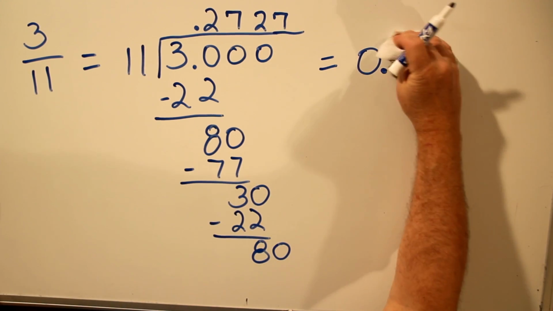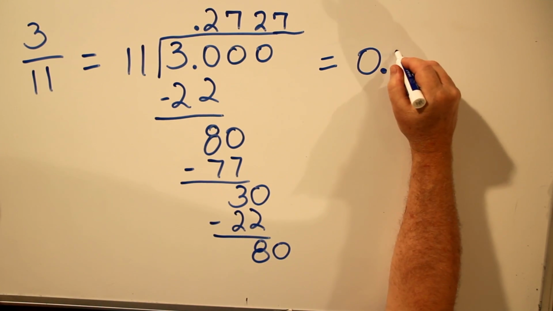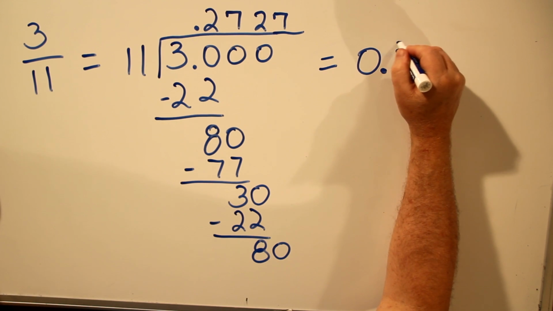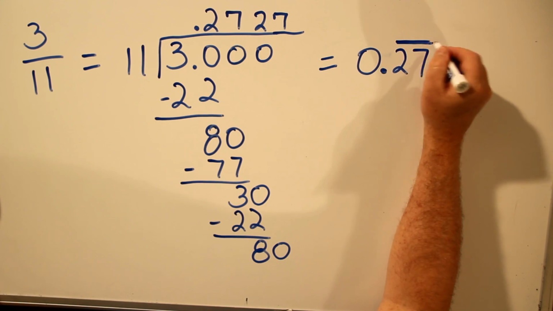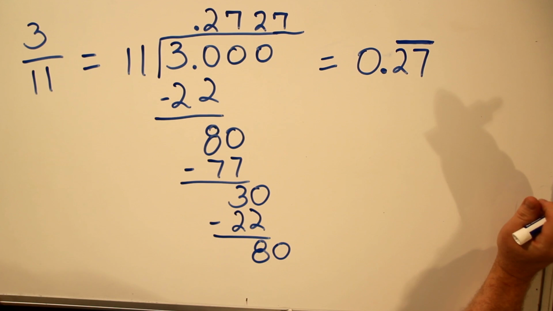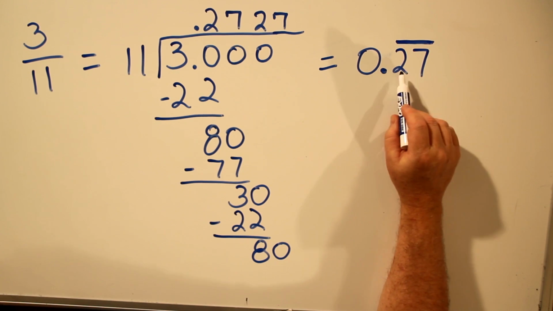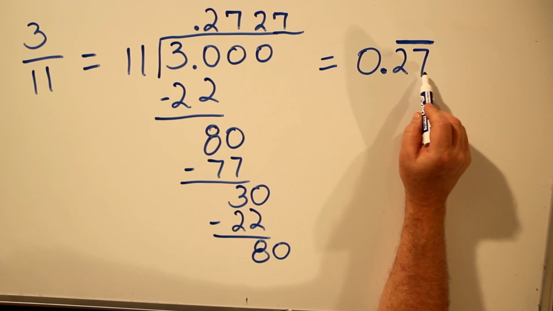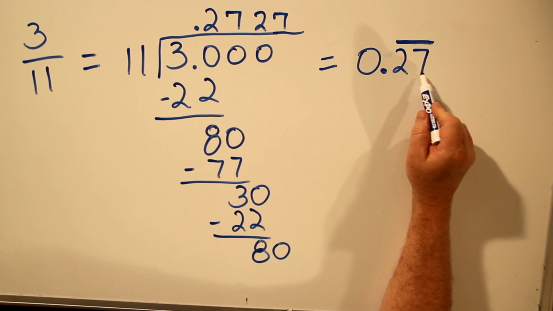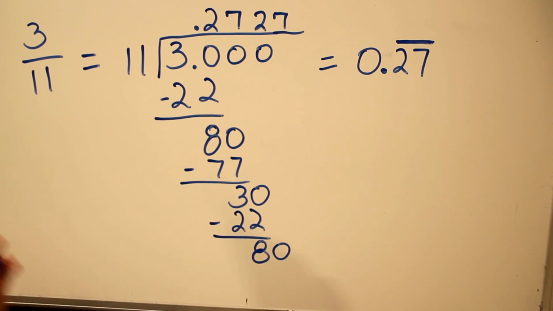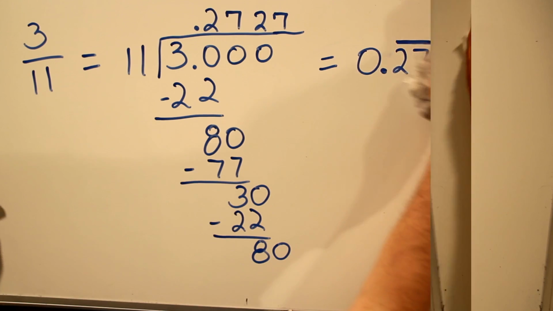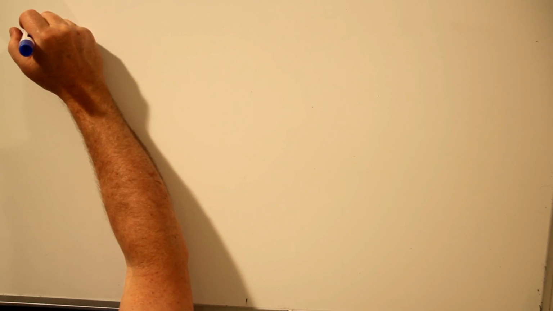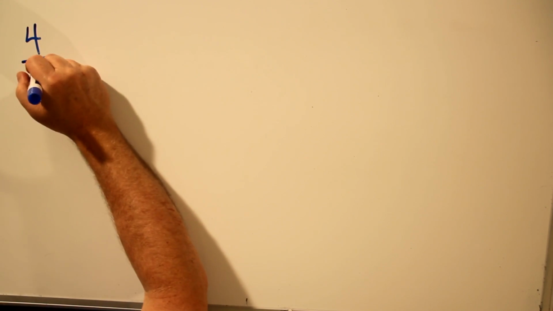instead of 27 a lot of times, how we write that is 27 with a bar over both the 2 and the 7. So unlike 0.333 where we had the bar over one digit, now we're going to put the bar over both the 2 and the 7, which means both the 2 and the 7 repeat forever. 27, 27, 27. Let's take a look at a fraction like 4 over 9.